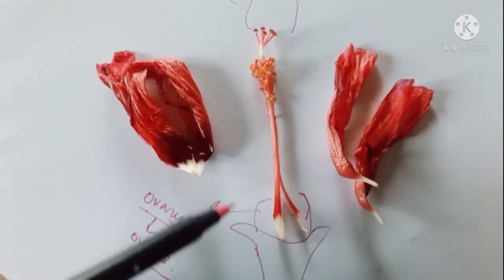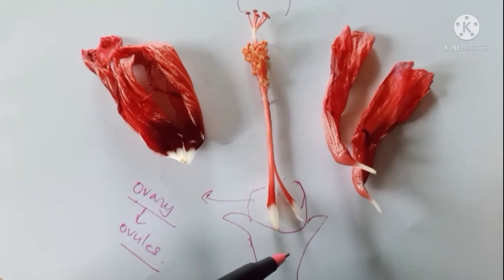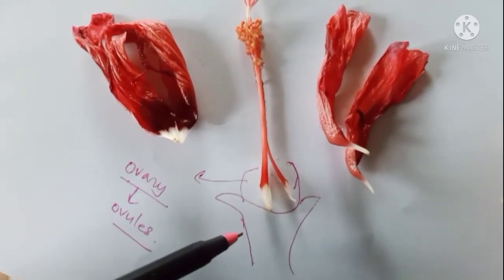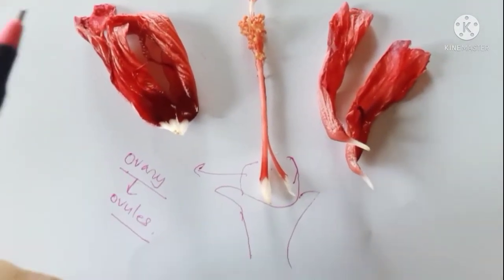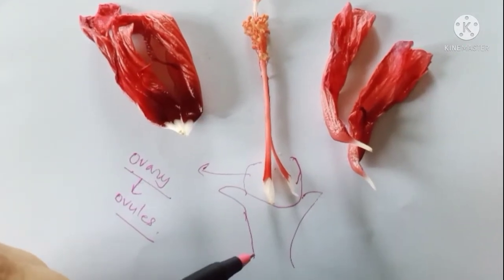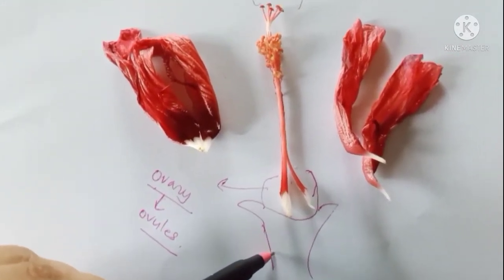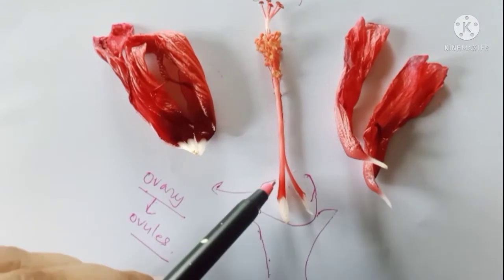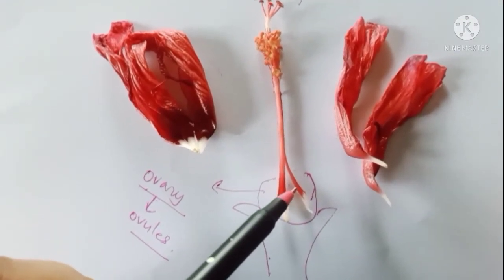Okay, this is the sepals. As you can see, the green part, it protects the unopened flowers. The green part which you can see, which actually holds the flower, it protects the flowers. As we move upwards, we see this is the ovary. The ovary contains the ovule.